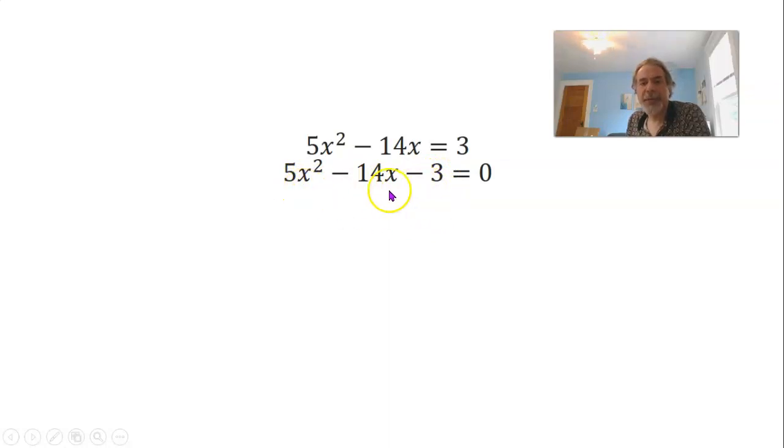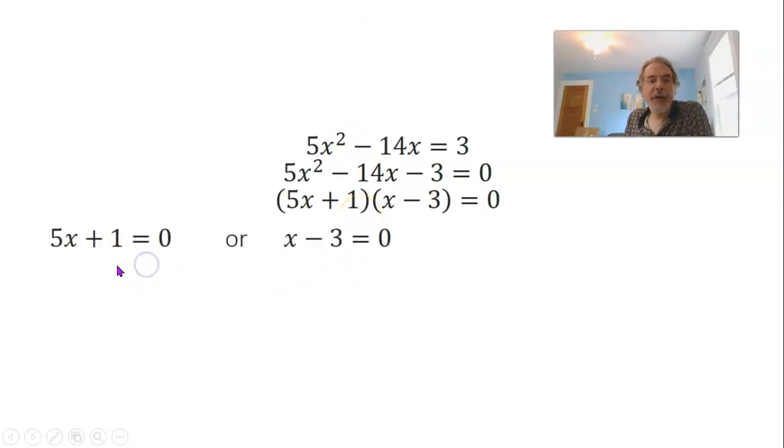So this is going to break up into two factors that, when you multiply them back out, like with the FOIL method, you get a 5x squared in front, you have a minus 3 on the end, and when you combine the outside and the inside, you get a minus 14x. So it turns out that the correct factors are 5x plus 1 times x minus 3. I didn't show you how I figured that out. I had to do a little work behind the scenes, but that's what you get.